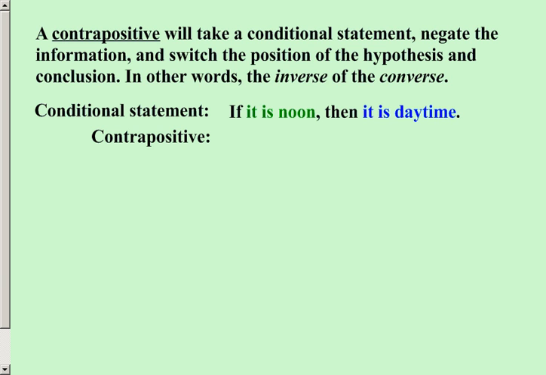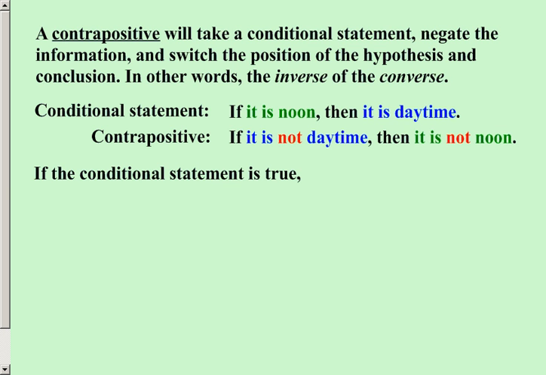So let's take a look at the contrapositive. Now, the contrapositive is going to do the converse, so we're going to switch our hypothesis and our conclusion. It is noon and it is daytime are going to switch places. And it's also going to do the inverse of them. So once again, instead of it is daytime, we're going to say it is not daytime. And to finish off the statement, instead of it is noon, we will have then it is not noon. That is your contrapositive. If it is not daytime, then it is not noon.